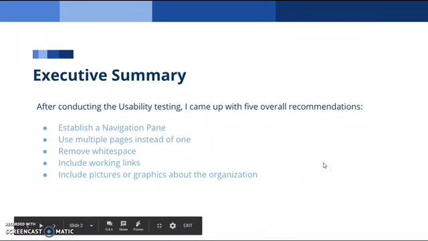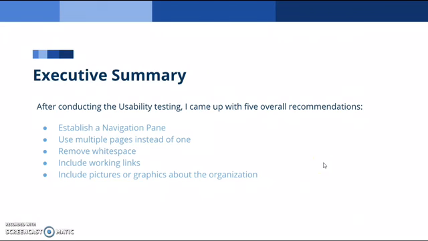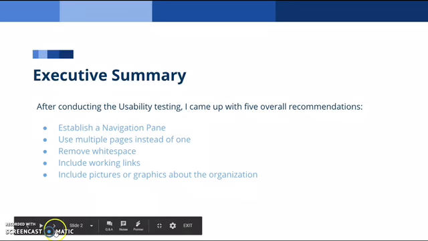My executive summary. When conducting the usability testing with 3 users of 3 different age brackets, I came up with 5 overall recommendations provided by them to me. The first is establish navigation pane. Then, use multiple pages instead of one, remove whitespace, include working links, and include pictures or graphics about the organization.